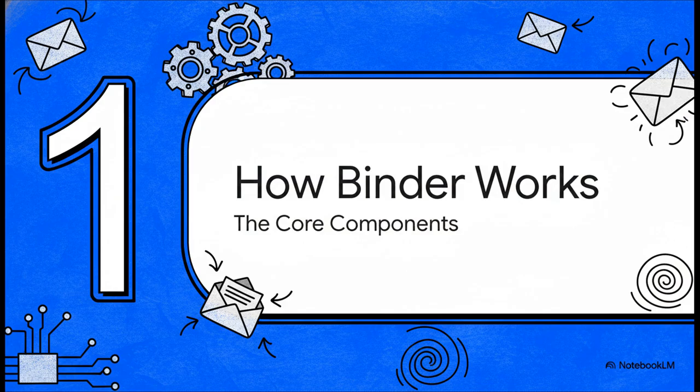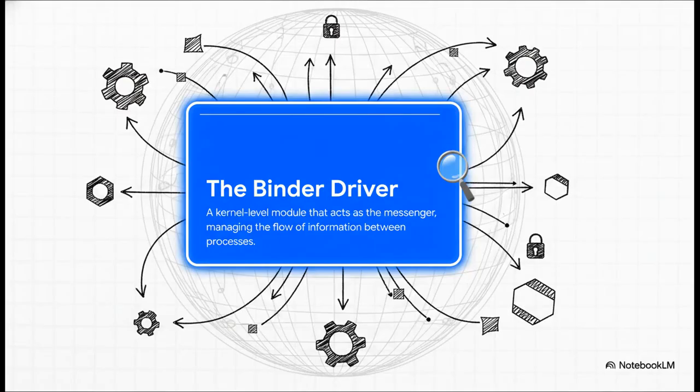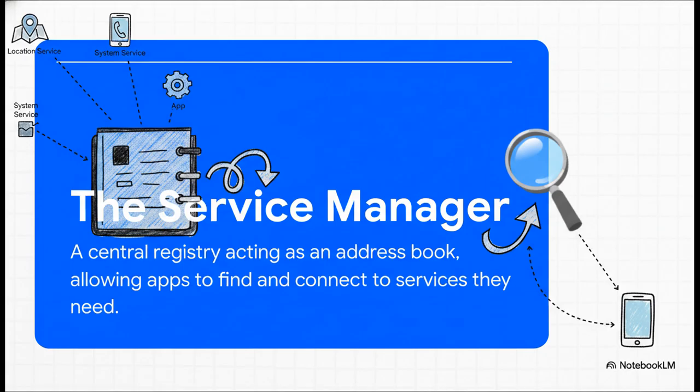Well, it's built on a few key components that all have to work together in this perfectly timed dance. Let's break them down. First up, you've got the binder driver. This thing is the real heart of the system. It lives deep, deep inside the Android kernel. That's the core of the operating system that has total control over everything. The driver is the actual messenger, the one carrying the data back and forth, making sure everything runs smoothly and securely.